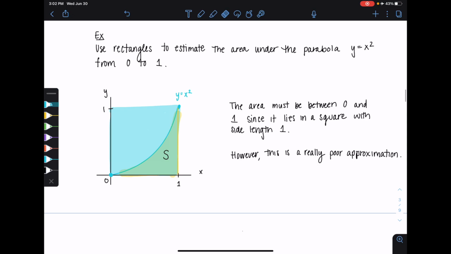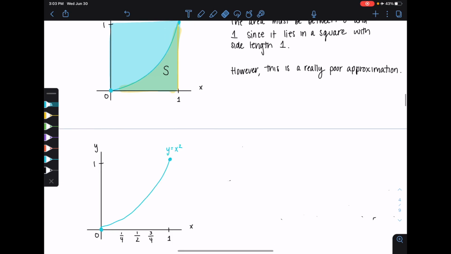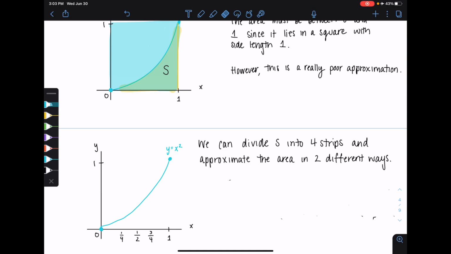What we're going to do now instead is I'm going to take this same shape and I'm going to divide up how many strips I use to approximate. So what I'm going to do is instead divide this region S into 4 strips. So we're still looking for this exact same area. So let's go ahead and shade it in so we know what we're searching for. And I'm going to break this up into 4 strips that all have equal width.